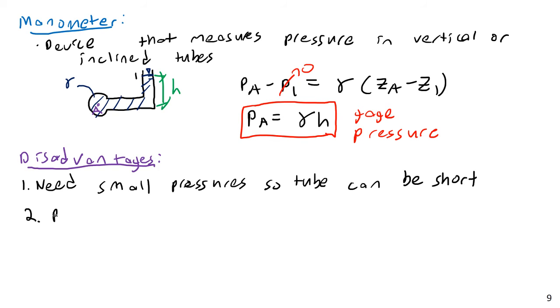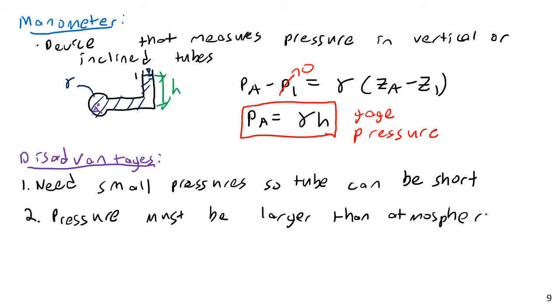Other problems: the pressure must be larger than atmospheric. If it isn't, air can be pushed back into the system, which can be very bad, depending on what process you're using. Generally it's a bad thing if air comes into a vessel like that.